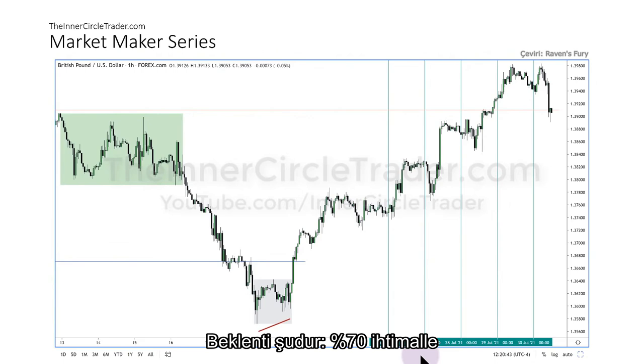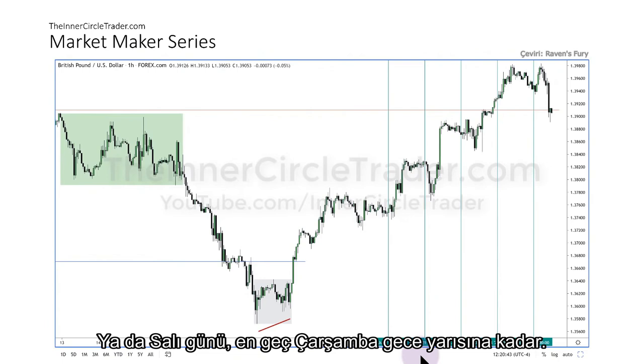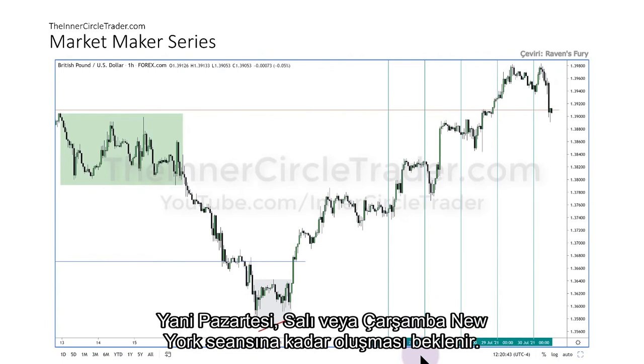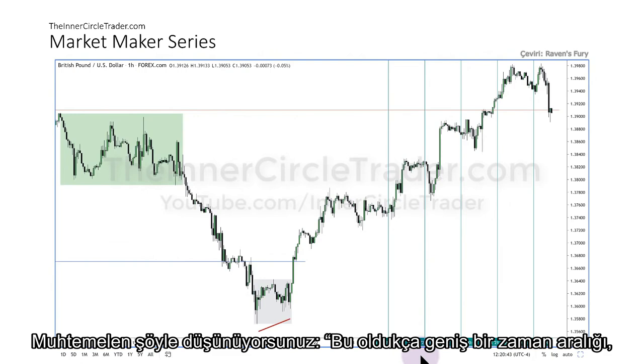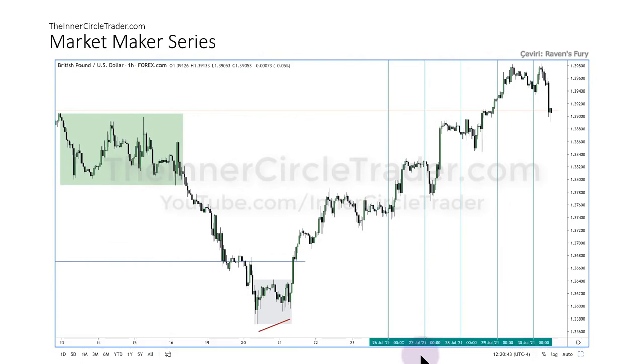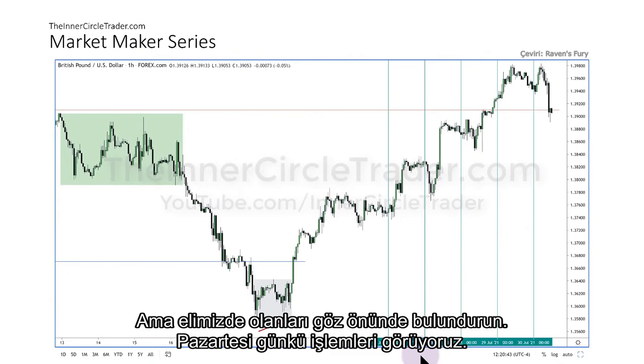And if we're bullish, the expectation is that there's a 70% chance that the low of the week is going to form on Monday, Tuesday, or by Wednesday's New York session. Now, right away, you're probably thinking, oh, that's a pretty wide envelope of time. You got a lot of ways to get it wrong. Well, consider what we have here.